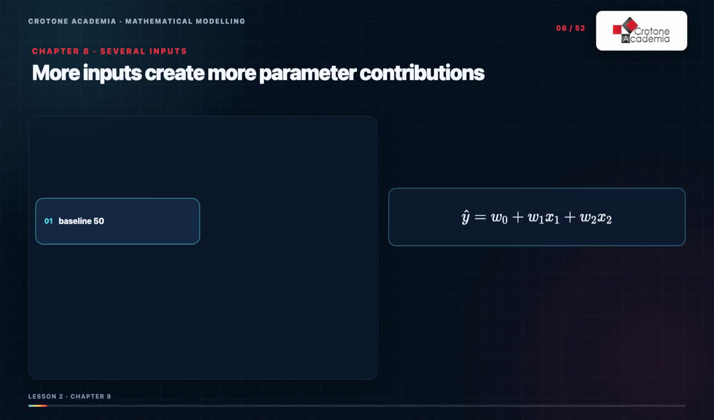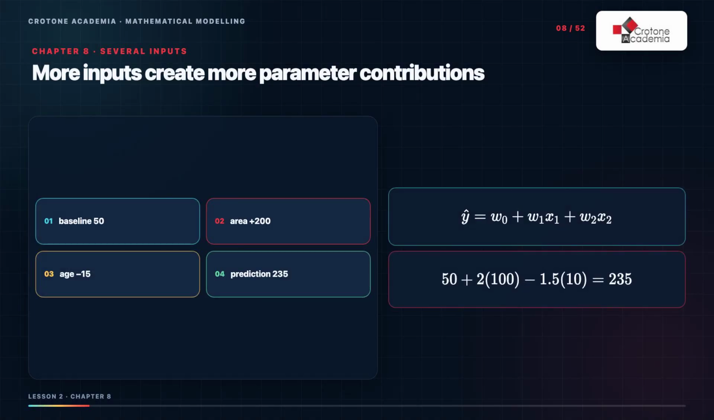The same reasoning extends beyond one input. A house price model may use floor area, x1, and age, x2. Let me write the model on the board. Y hat equals W0 plus W1 times x1 plus W2 times x2. With weights 50, 2, and negative 1.5, a 100 square meter, 10-year-old house receives contributions of 50 plus 200 minus 15. The prediction is 235 in the chosen unit. Once weights are known, the forward calculation is easy. In reverse, however, we must determine three parameters. That requires at least three independent scalar constraints.